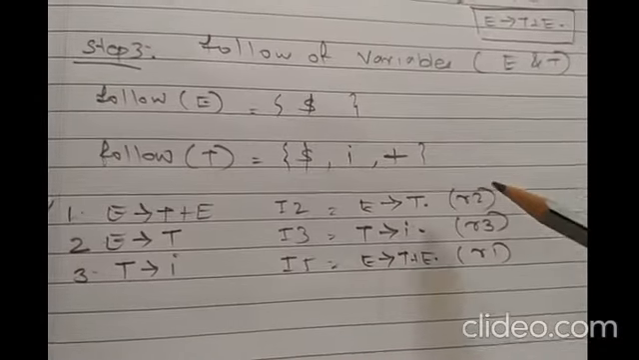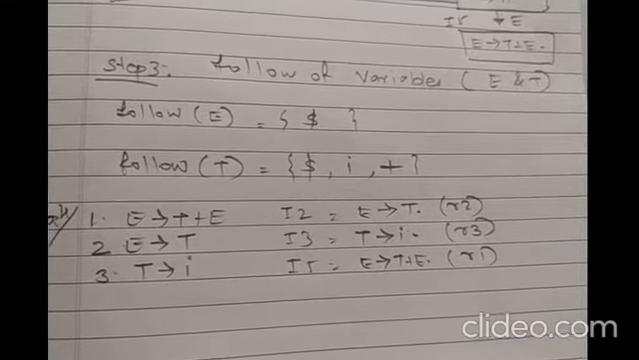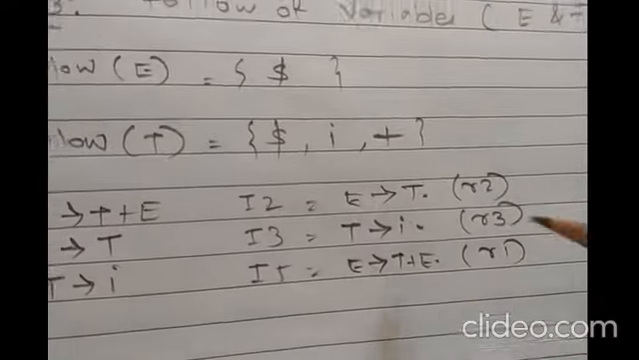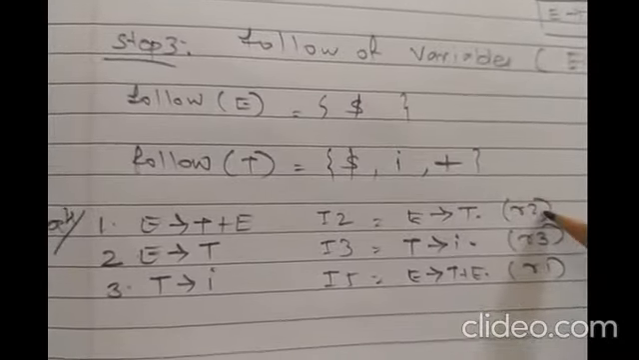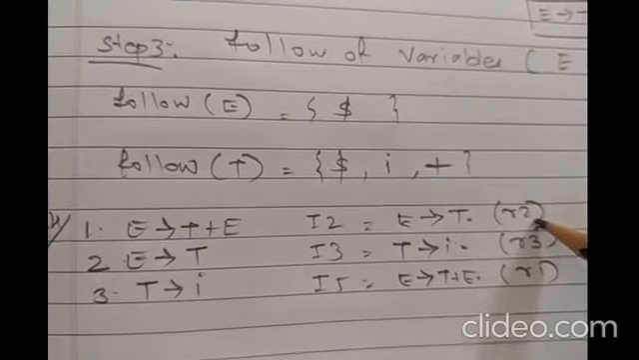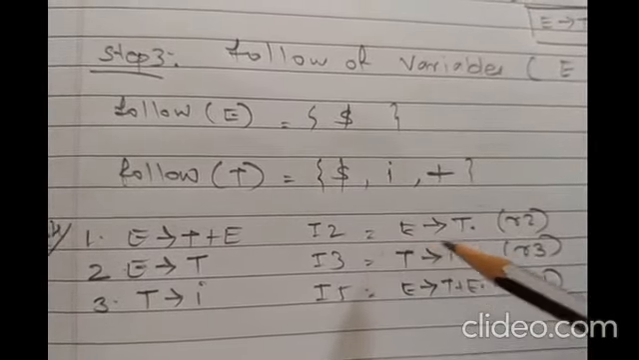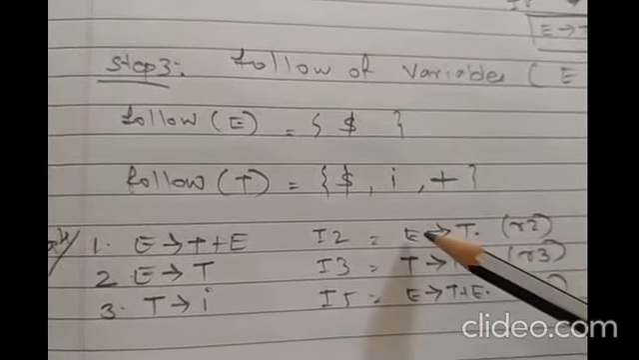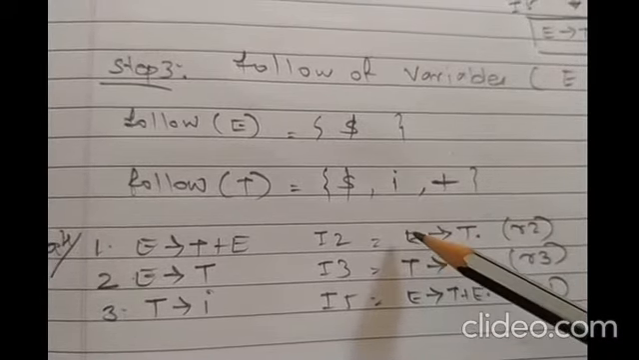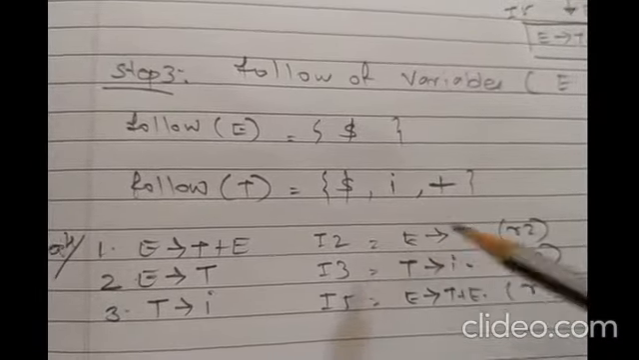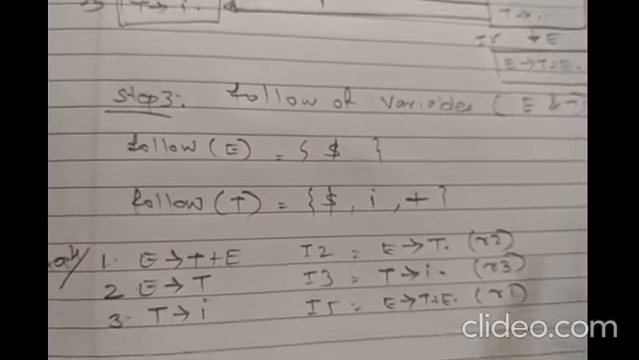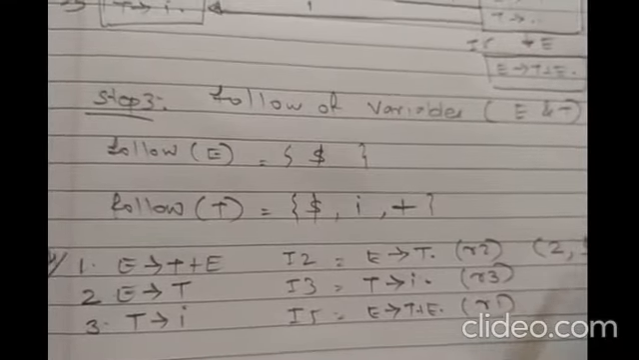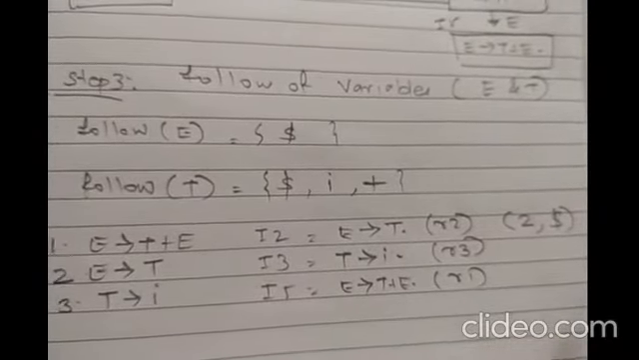Now where will we write R2, R3 and R1? In the action and goto table, we have to write this R2 for the symbols that are in the follow of the left hand side. Write R2 in the symbols that come in the follow of the left hand side, that is follow of E. So what is follow of E? That is dollar. So when you have a transition possible on 2 with respect to dollar, write R2 there.